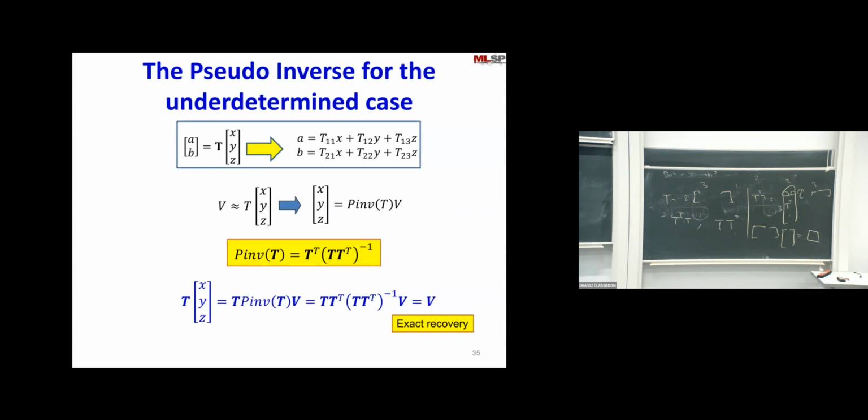So if AB is T times XYZ, XYZ is the pseudo inverse of T times AB. In the real inverse, we can exchange the order of T and T inverse. Here you cannot.